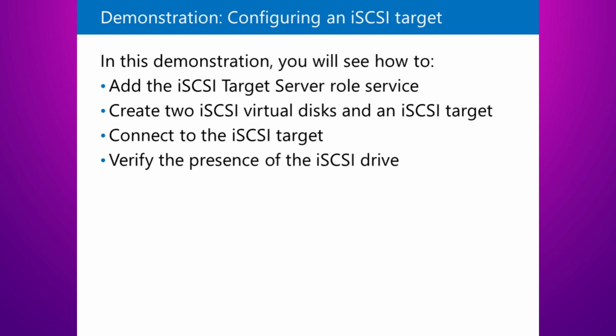Name: iSCSI Disk 2. Disk size: 5 GB. iSCSI target: LONDC1. Connect to the iSCSI target. 1. On LONSVR1, open Server Manager, and on the Tools menu, open iSCSI Initiator. 2.